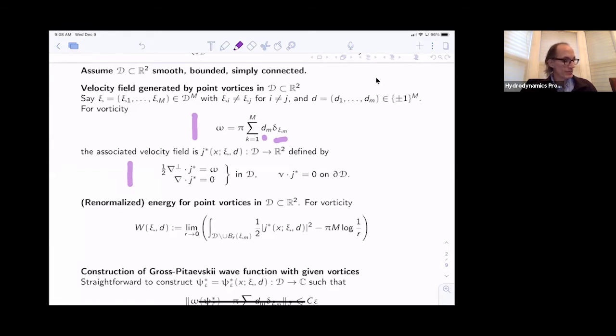I can then define the renormalized energy by looking at the L2 norm of this J star. I cut out balls of radius r around each vortex. As I let r go to 0, the total L2 energy diverges, but it diverges in a way I can control. It diverges exactly like log 1 over r, with a pi log 1 over r divergence for each of the m vortices. If I subtract that out, I'll get a finite number.